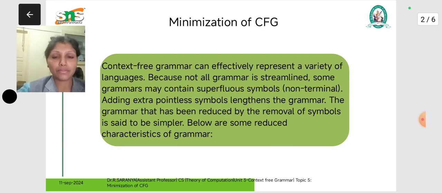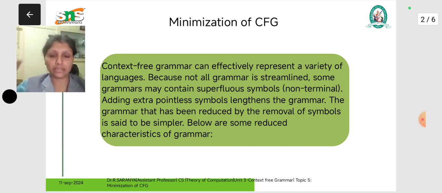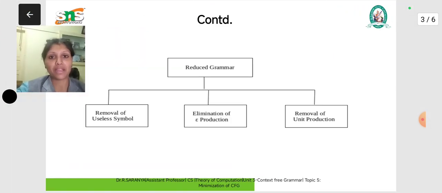So first of all, not all grammars are streamlined. Some grammars contain non-terminal symbols and also unwanted symbols included in them. In order to reduce the grammar by removal of symbols, it is called simplification of context-free grammar, or reduced form of grammar. Let us see what steps we are going to follow in order to minimize the grammar.